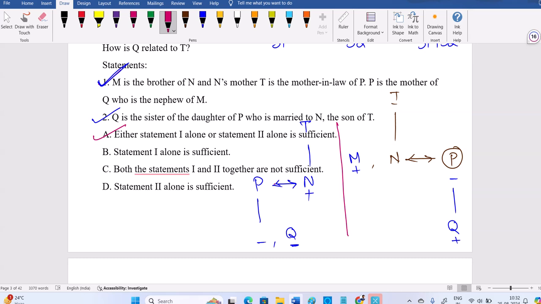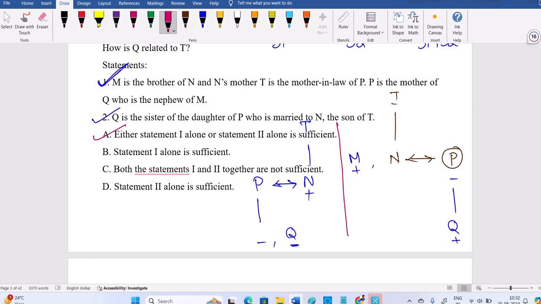But here the question is, can you give the relation between Q and T with the data in one alone? Yes. With the data in two alone? Yes. That's it. So we have to go for option A. Don't go for together. Together is not sufficient, they said, but alone is possible. Option A is correct.